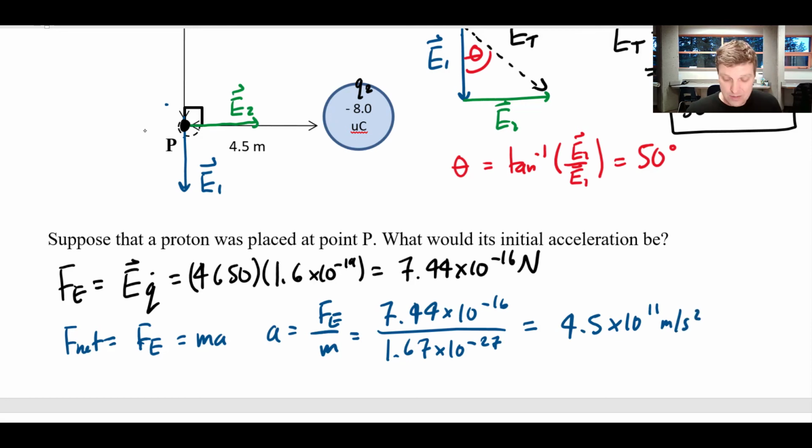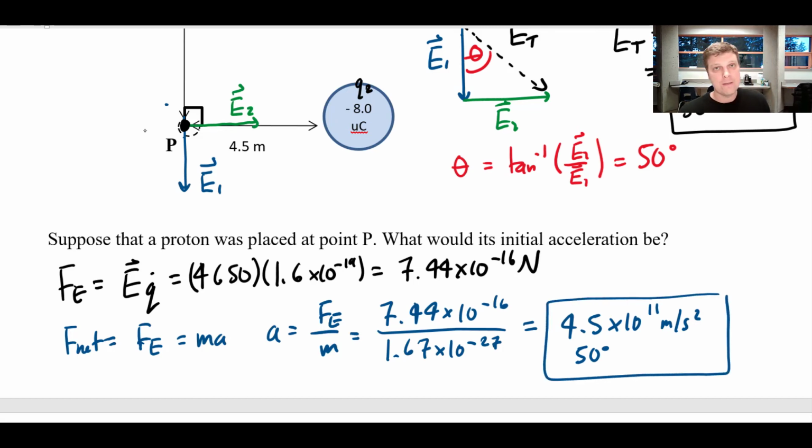Now, it is an acceleration, so I should include the direction, 50 degrees. And so that is my answer for the acceleration. All right, that is it for our video on fields.